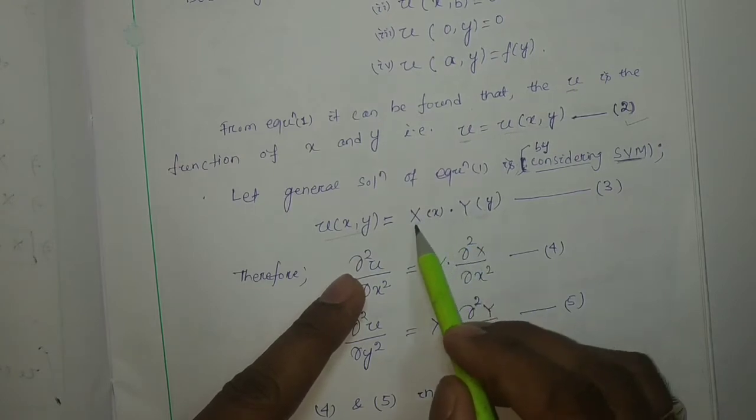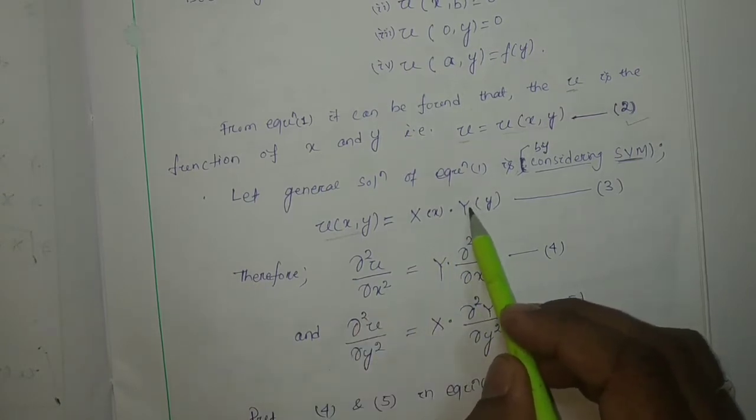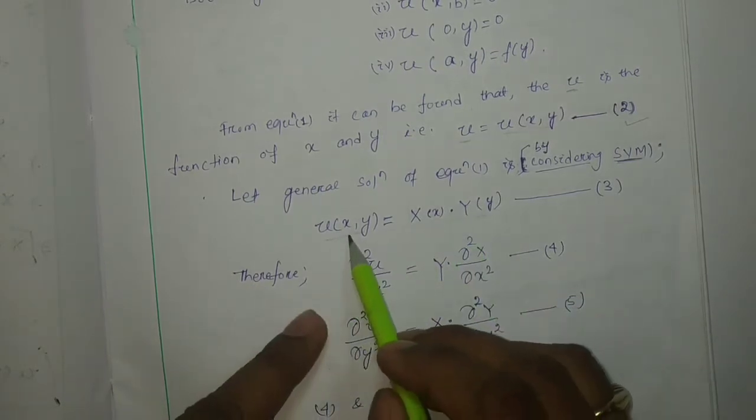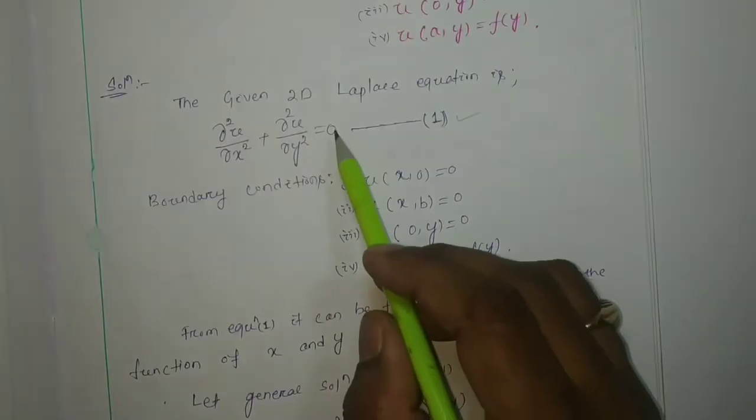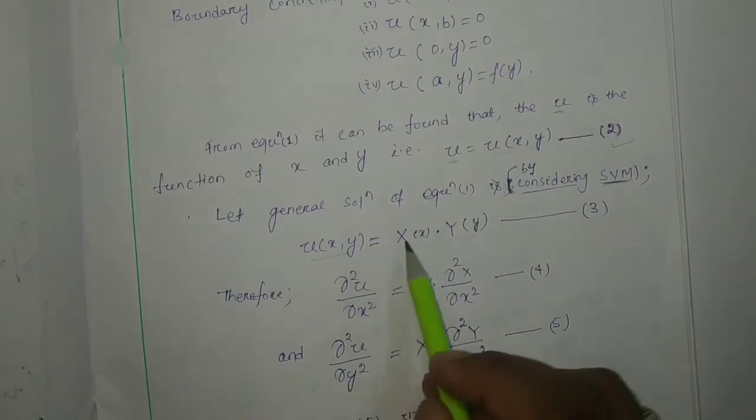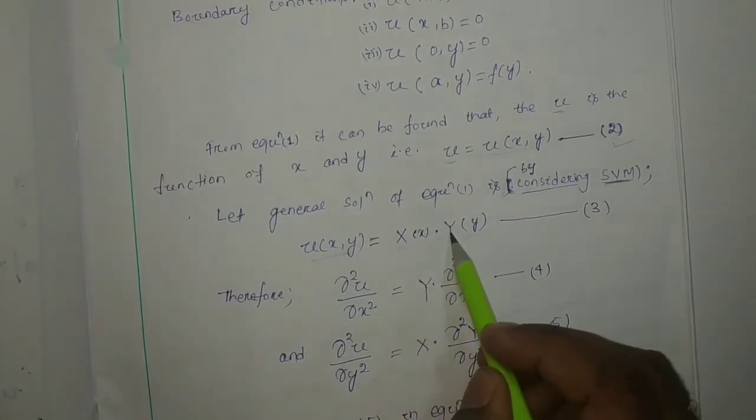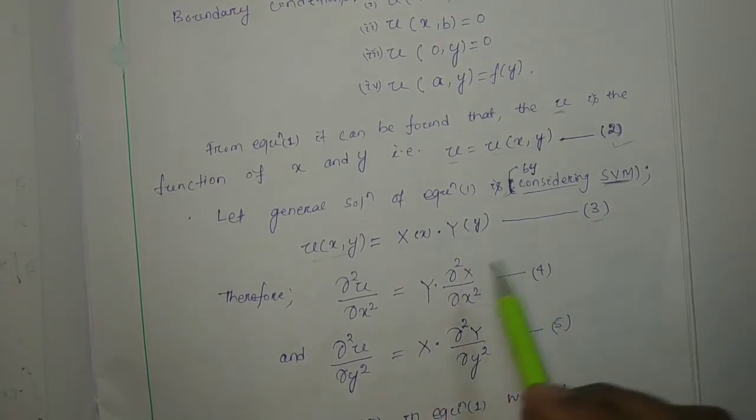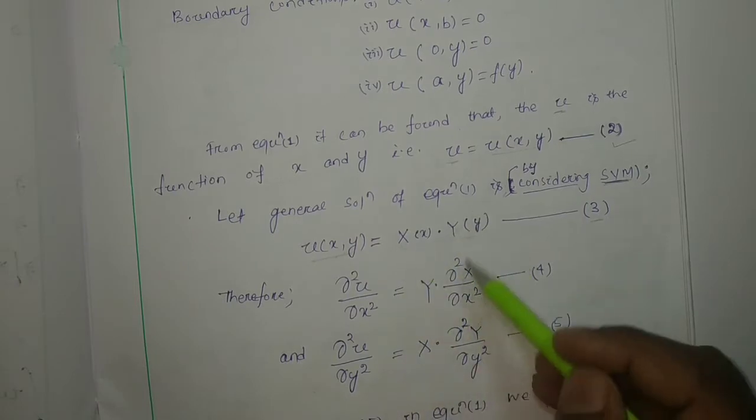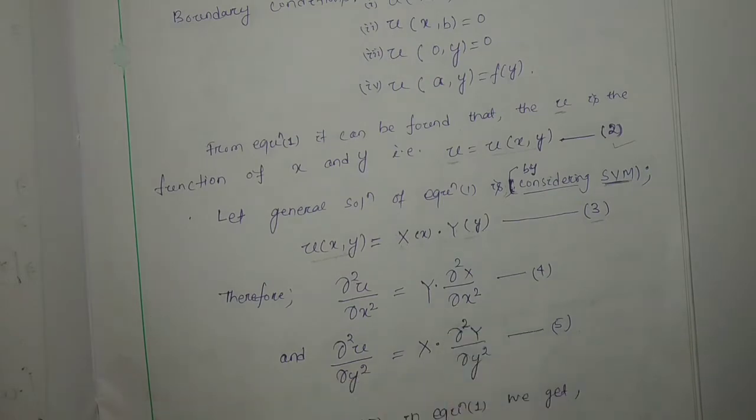Here capital X is only a function of x, and capital Y is only a function of y. So the solution u(x, y) of the differential equation, let us consider the general solution as capital X into capital Y. Let this be equation number 3. We are following the steps, the procedures, that we discussed in our initial classes. You can follow those videos.